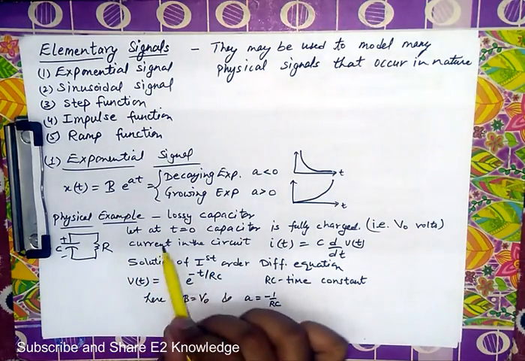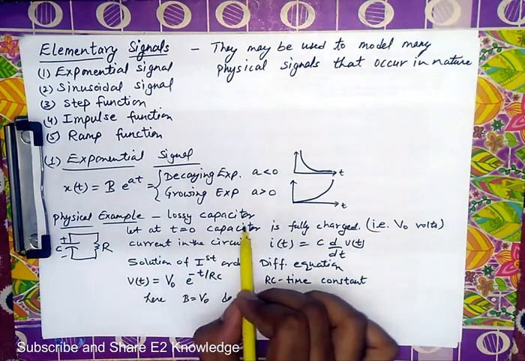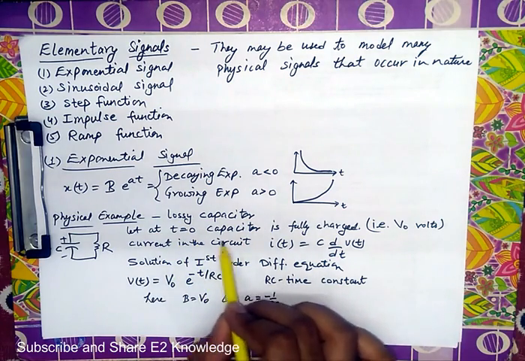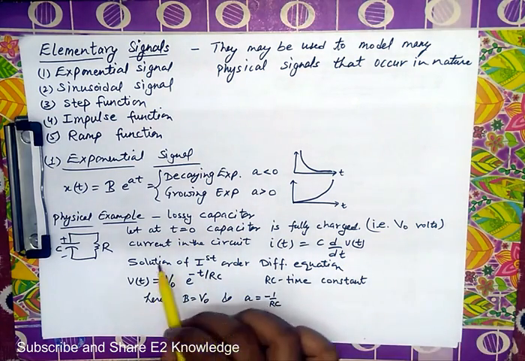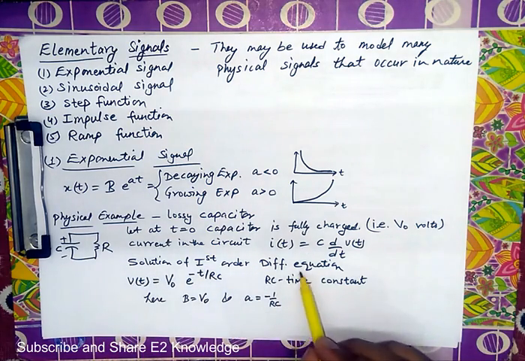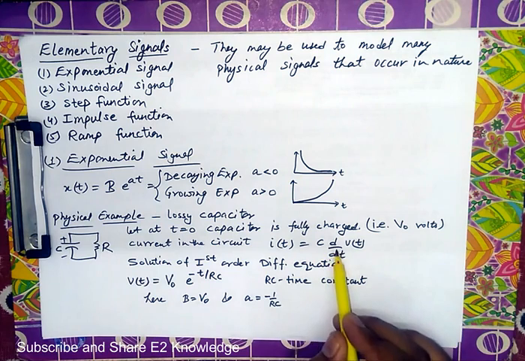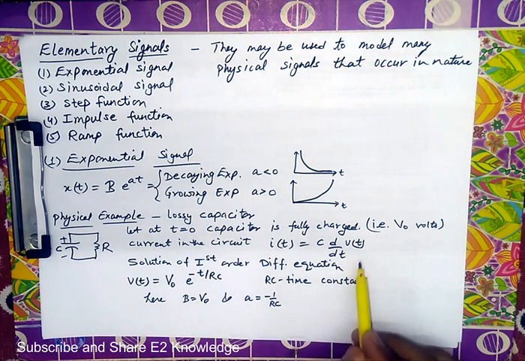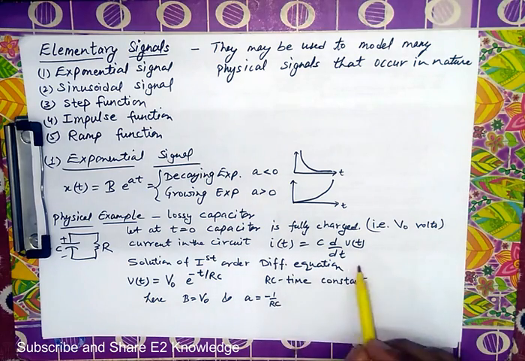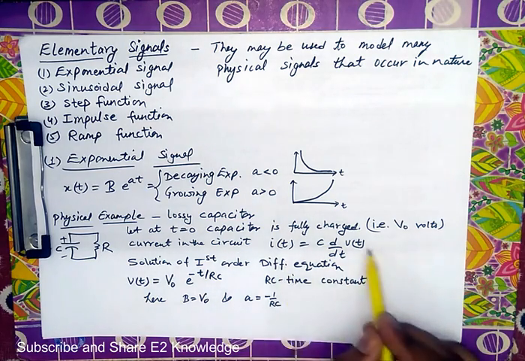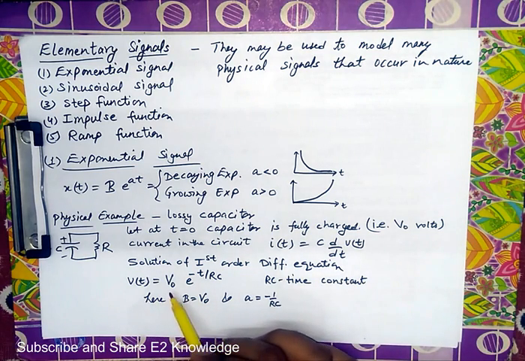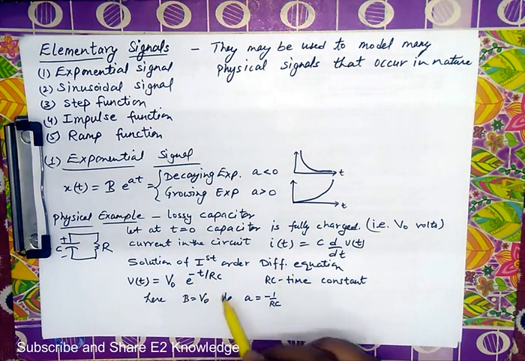Now a physical example: you can say that it is a lossy capacitor case. When the capacitor is fully charged at the initial time, the current in the circuit will start discharging through R. That is, it is equal to C dV(t)/dt. V(t) is the instantaneous voltage across the capacitor, and it is a first order differential equation, and its solution is V(t) is equal to V naught e raised to minus t upon RC.